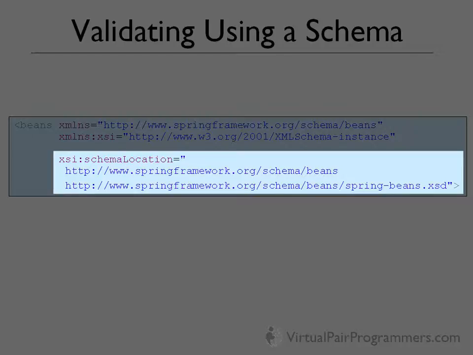This XSI:schema location is telling the parser, the XML parser, where to find the file that defines the namespace. There's two elements here. Here is the same string that appeared at the top, and the second string is the actual name of the file, the so-called XSD. And this file, a bit like the DTD, will be inside one of the Spring jar files.